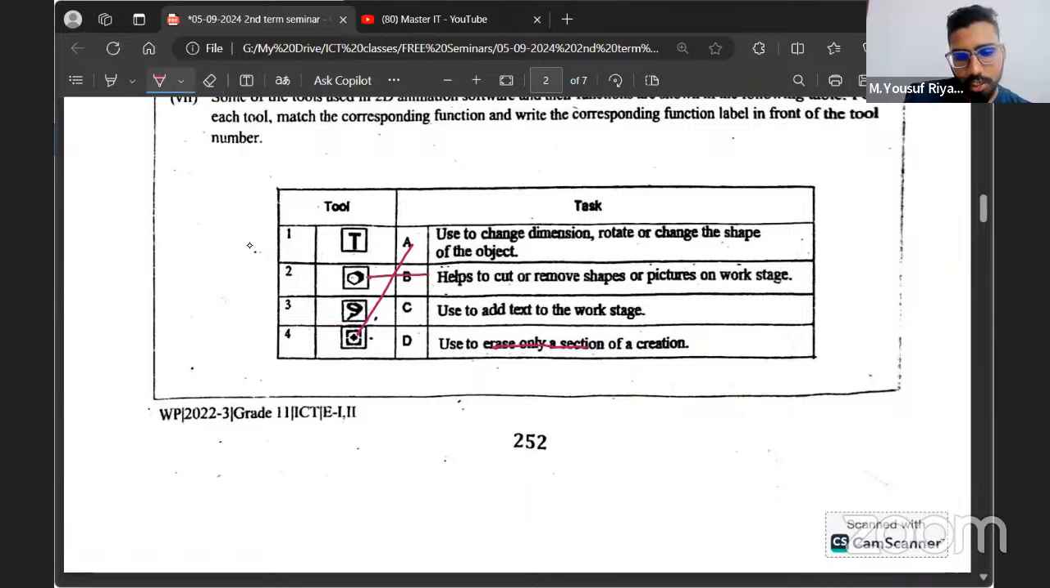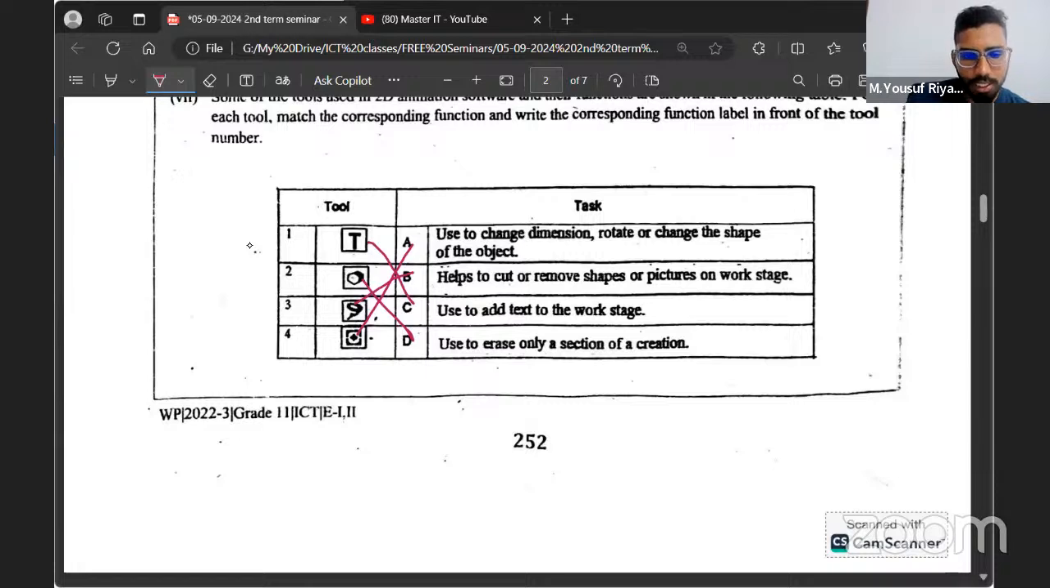If you take D, they're talking about only a section of the creation. Only a section, sorry, not selection. So this is going to match with B. If there are shapes or pictures, you can select them using the lasso tool or free tool, and you can remove them. So B is going to match with 3. Then, used to add text to the workstage, that's going to be tool number 1.